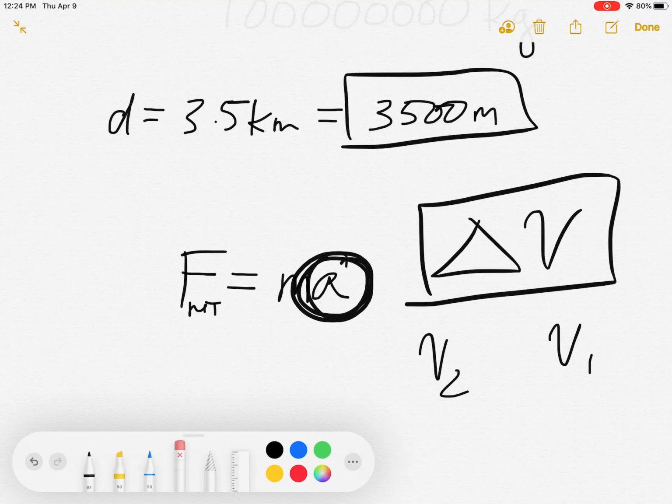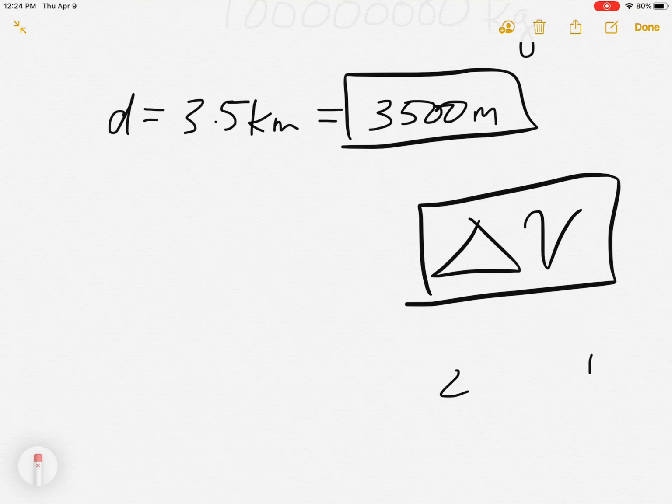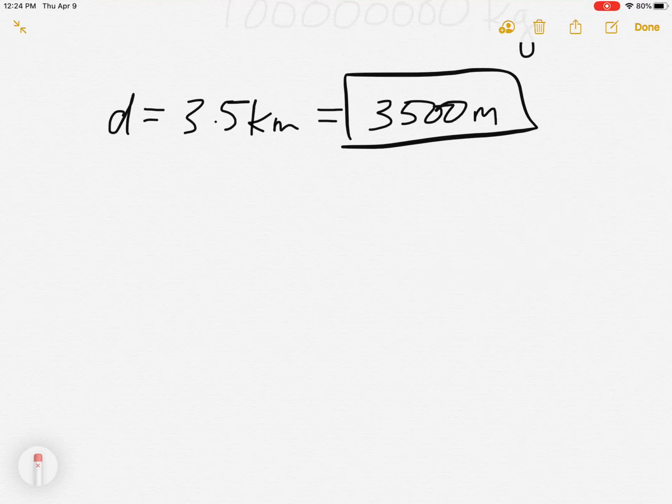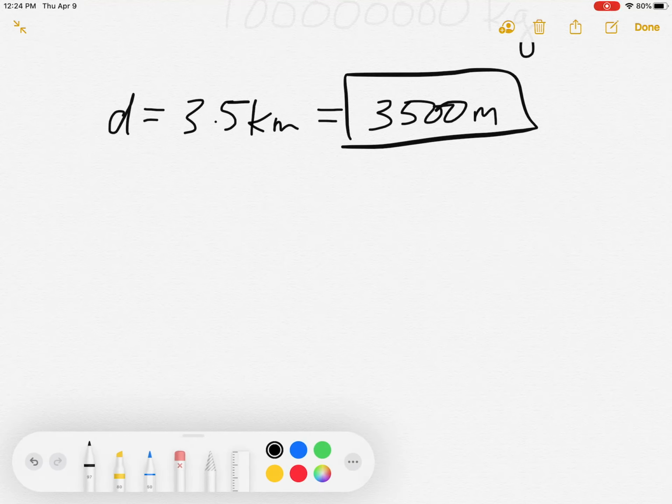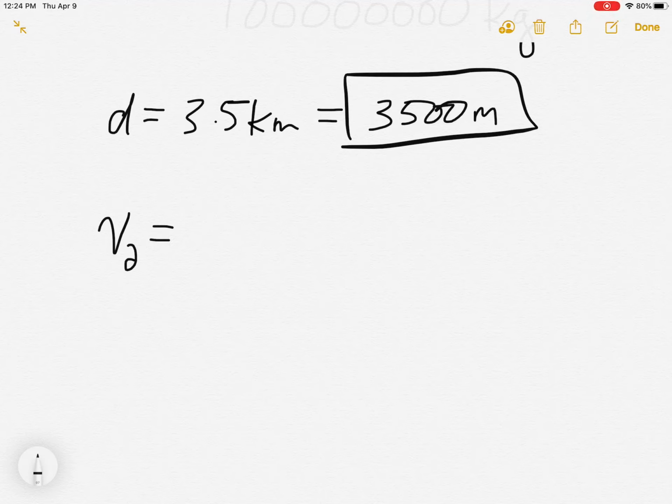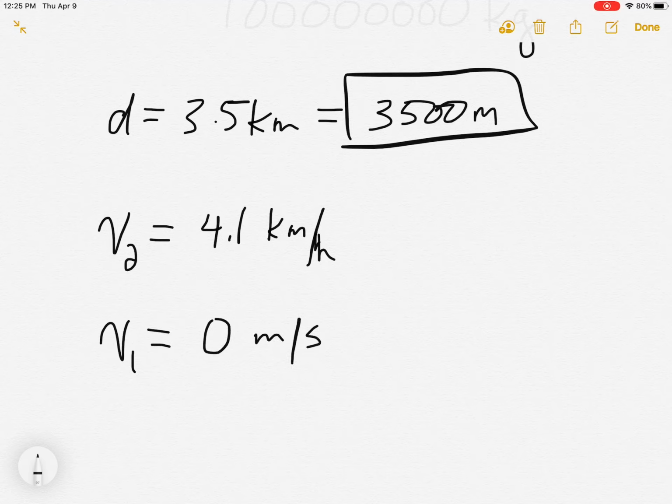So when they write it reaches a speed and there's a force acting, we know what they're talking about there. They're talking about the fact that there's an acceleration, so there's a V1 and a V2. So if you reach a speed of 4.1 kilometers per hour, that's a V2. 4.1 kilometers per hour. And of course, if you are reaching that speed, you're probably starting at a speed of 0. So V1 is 0 meters per second.